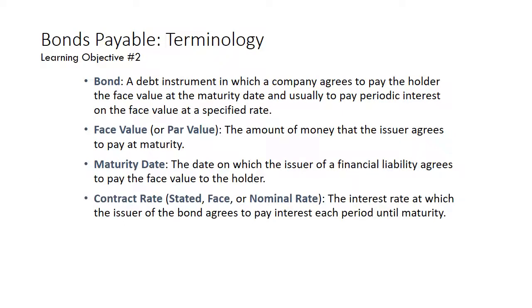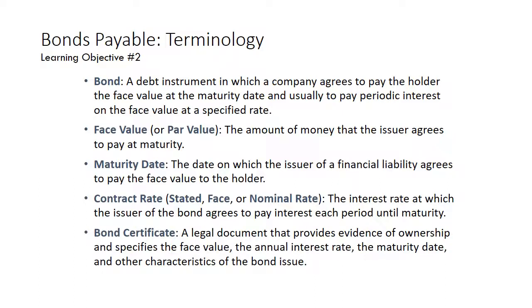The contract rate. And there are like three or four different terms we use to describe this: stated, face, nominal, contract. That is the amount of interest the company promises to pay to the bondholder. They use that interest rate. It's stated on the bond. It's in concrete. It can't be changed. It can't be whited out. Nothing. It's in concrete.